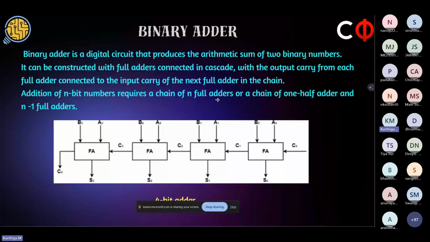A binary adder basically adds two n-bit binary numbers. A full adder can add only 3-bit numbers at a time.